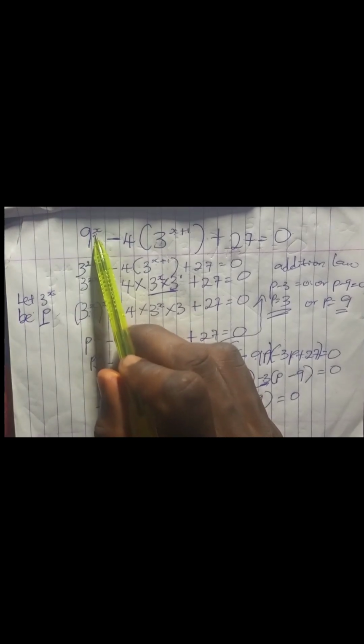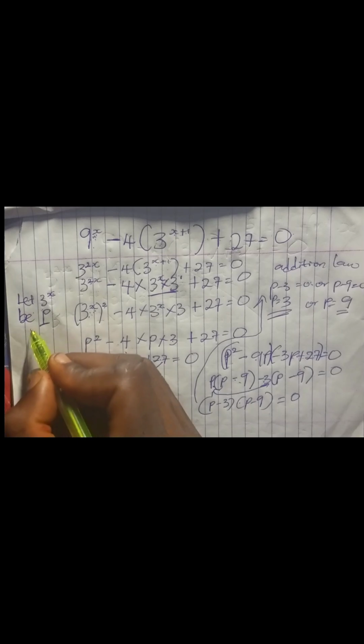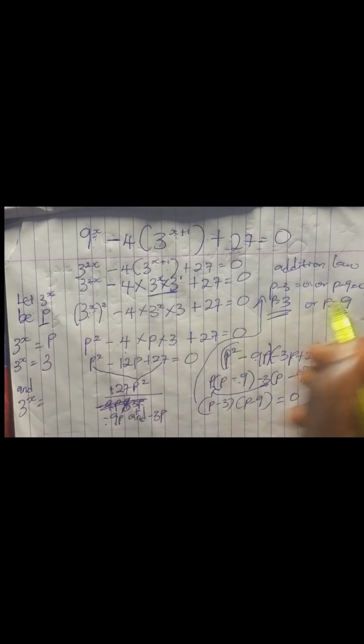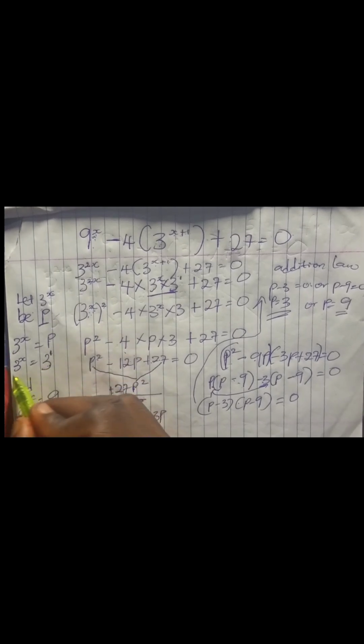But listen, they did not ask us to find p. P is a stranger here. We were looking for the value of x. So recall that we said 3 raised to the power x is equal to p. Then we have 3 raised to the power x equals the first p, which is 3, and that 3 can be seen as 3 raised to the power 1. So it could be 1 and 1. So x is equal to 1 because they are the same base.